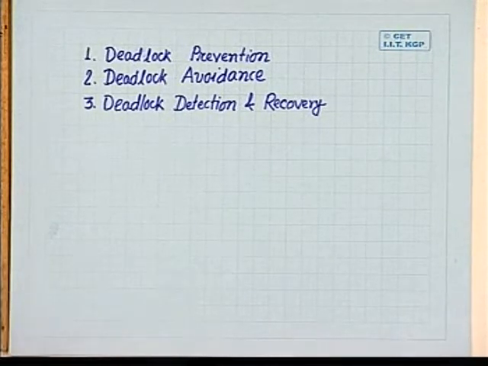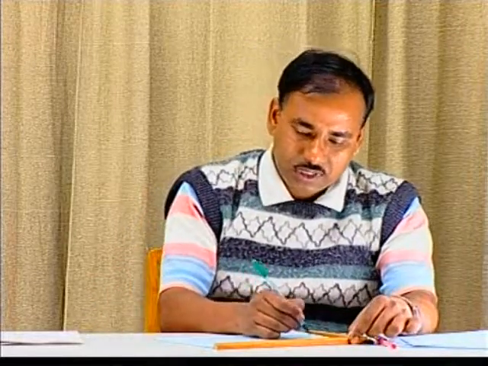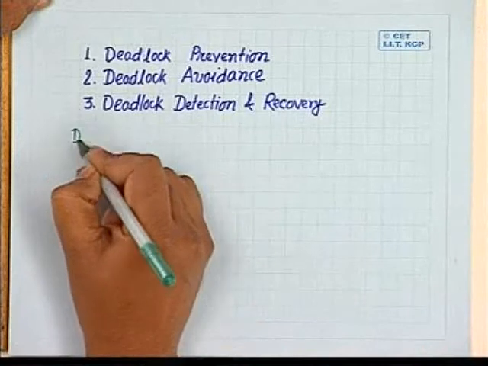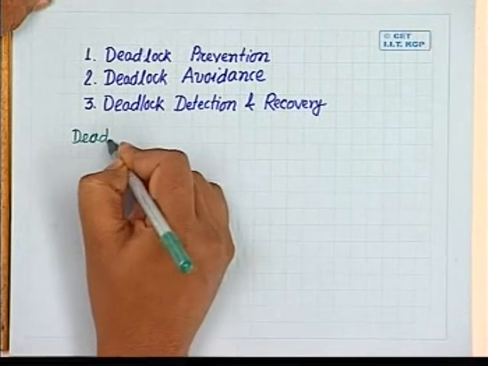Now first, let us see what deadlock prevention is, and whether by some means we can break any of the 4 conditions which are responsible for the occurrence of deadlock. So we first consider this deadlock prevention technique.